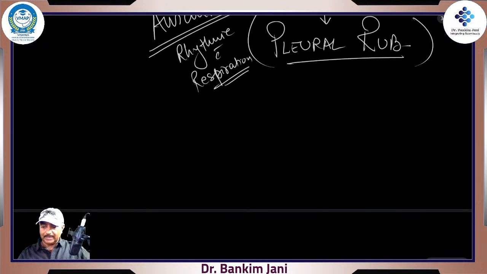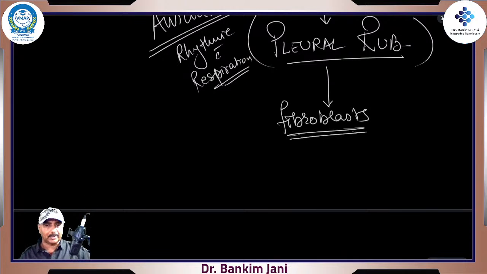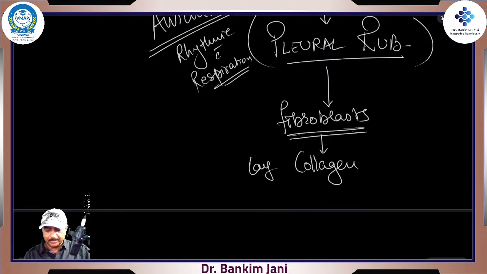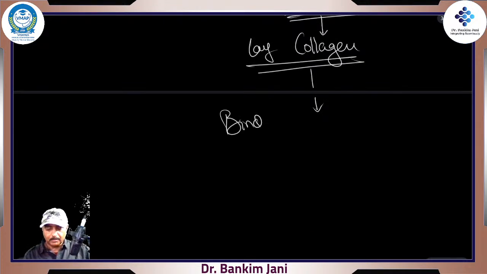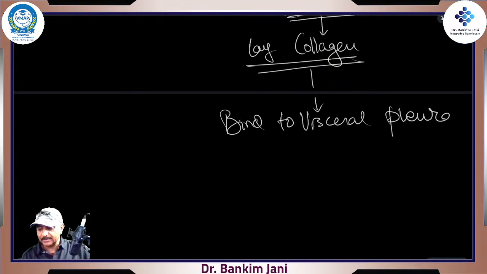Now later on, what happens is that when there is exudate, when there is inflammation, the pleura will call fibroblasts. Fibroblasts will come in large number, and they will lay collagen. That collagen will bind to the visceral pleura. See, that's why these infections are so dangerous. It will bind to the visceral pleura.